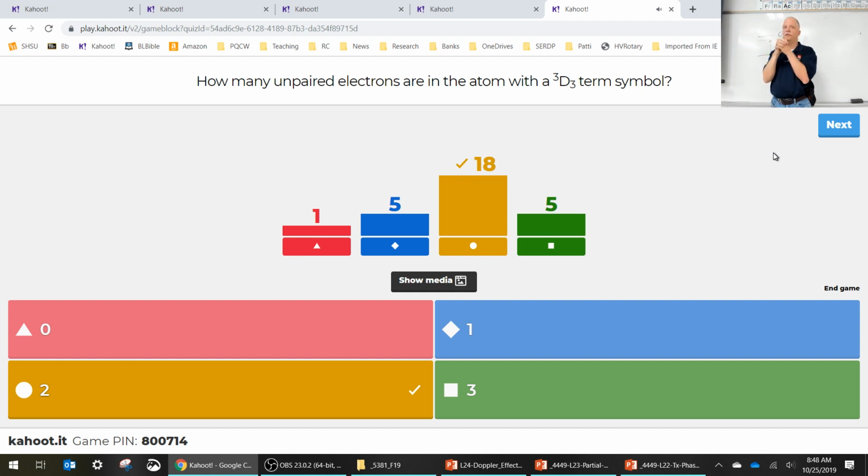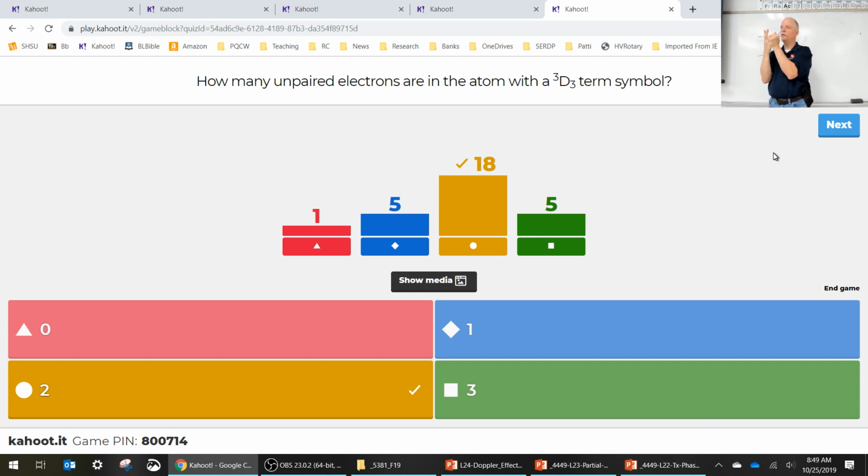Now, here's the thing. You've got 3 pieces of information in a term symbol. You've got the multiplicity, you've got the term, and you've got the J value. Which one of those is going to tell you how many unpaired electrons there are? The multiplicity. And so it's a triplet, and that is equal to 2S plus 1. Essentially you could just subtract 1 from that, and that tells you how many unpaired electrons you have. If it's a triplet, you take away 1, you have 2 unpaired electrons. If it's a singlet, you take away 1, you have 0 unpaired electrons. What if it's a quartet? Take away 1, you have 3 unpaired electrons.